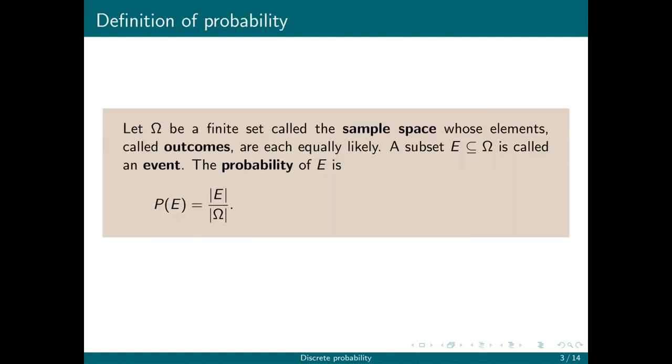Here's our definition. Let omega be a finite set. Usually we've been calling omega the universe. Now we're going to call it the sample space. And we're going to call the elements of the sample space outcomes as usual, and all of them are going to be equally likely. That's really important. A subset E of omega is called an event. Then the probability of an event is going to be the size of the event, its cardinality, divided by the size of the sample space.